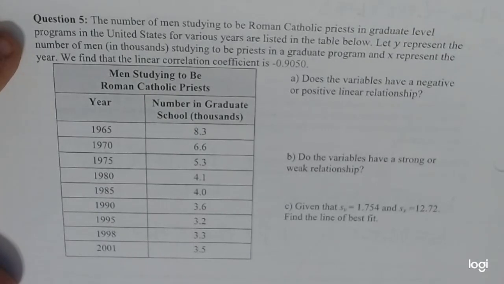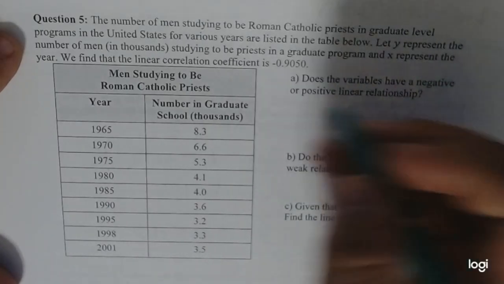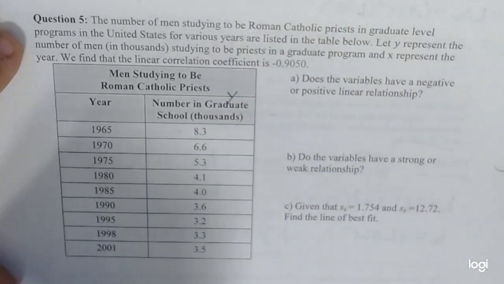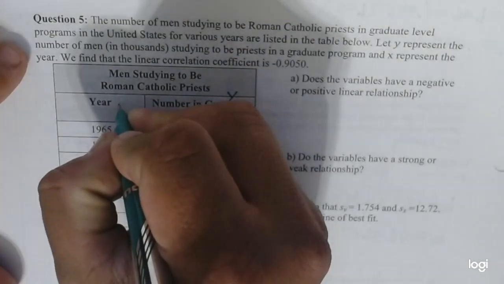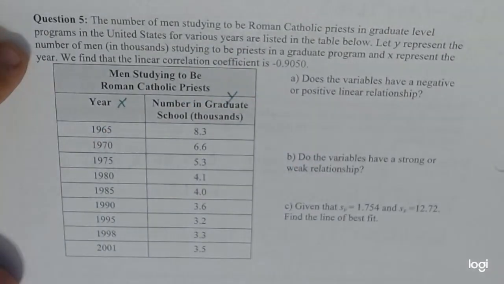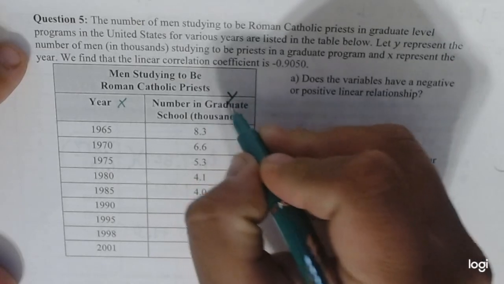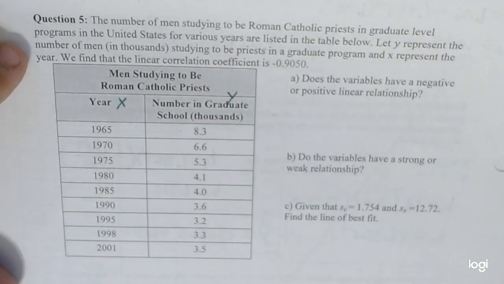Question 5 says, the number of men studying to be Roman Catholic Church priests in graduate level programs in the United States for various years are listed in the table below. Let Y represent the number of men, in thousands, studying to be priests in the graduate program. So this is about Y, the number of graduates. And let X represent the years, so this is going to be our X variable. That's going to be very important when we do regression lines, because we want to figure out what X and Y are respectively.